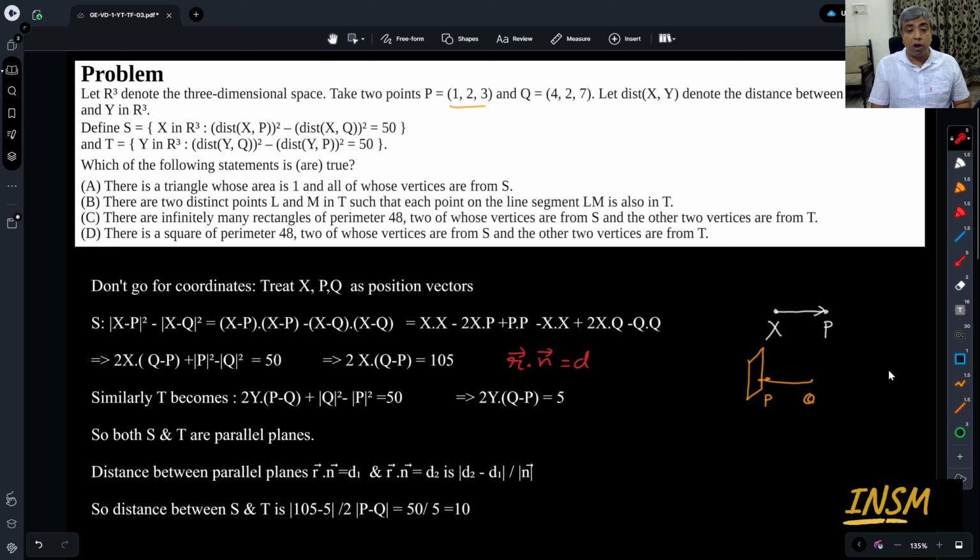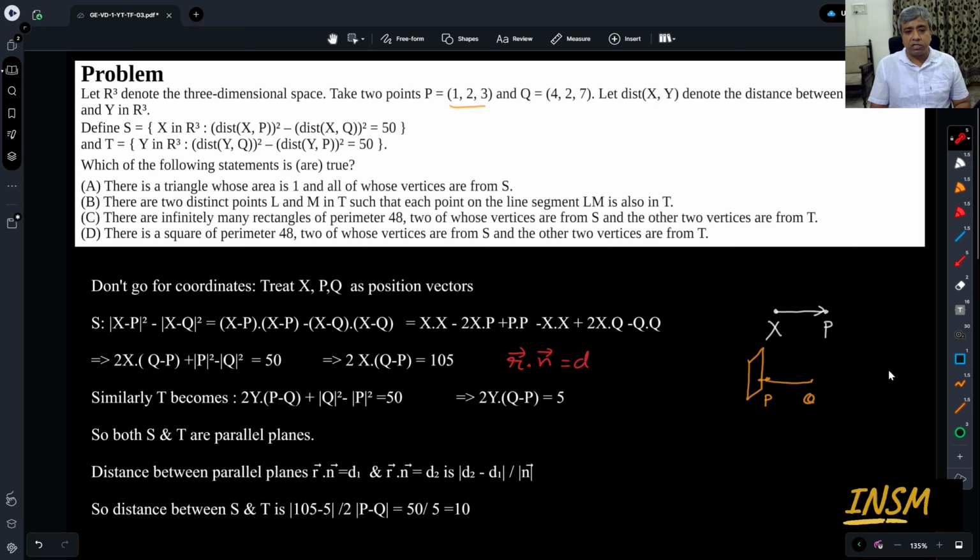Now, for set S as well as set T, you can see that both are planes, both are perpendicular to the line joining QP. So both these planes are parallel planes. So both S and T are parallel. Now, if you have two parallel planes of the form R dot N equal to D1 and R dot N equal to D2, the distance between them is mod D2 minus D1 upon mod of N. So in our case, we just apply this formula.